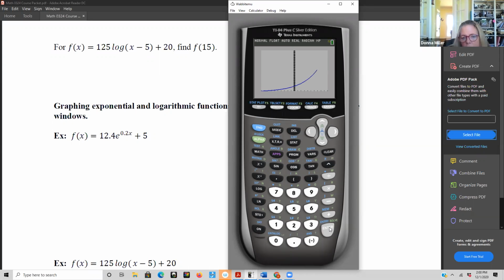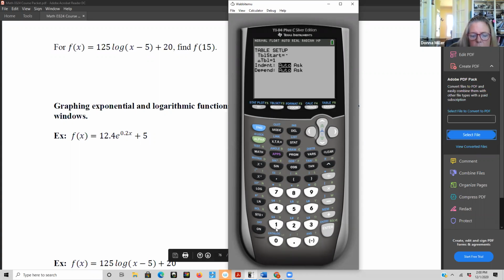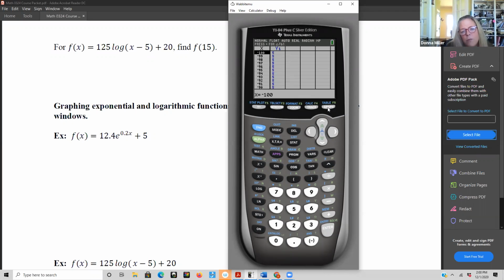Exponentials, what happens, they start out flat and they increase and increase. They don't go negative because it's got a +5. It won't go less than 5, just to kind of show you. If I scroll down a little bit in this table, I'm going to start my table at like -100, just so you can see it. And if I go to the table, you can see they're all 5. So they're not getting any lower than 5.